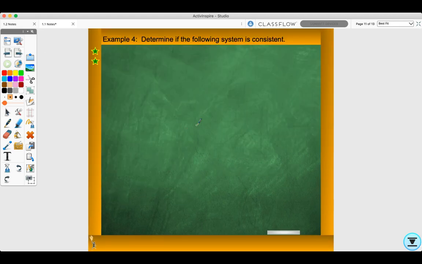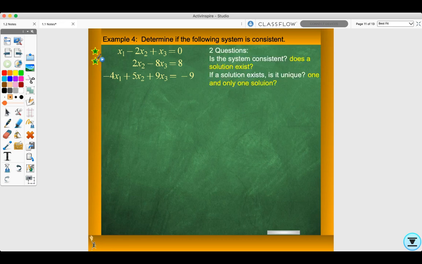Let's go ahead and look at example 4. Determine if the following system is consistent. So I have x1 minus 2x2 plus x3 equals 0, 2x2 minus 8x3 equals 8, and negative 4x1 plus 5x2 plus 9x3 equals negative 9. Two questions. Is the system consistent? So does a solution exist? If the solution exists, is it unique? One and only one solution.